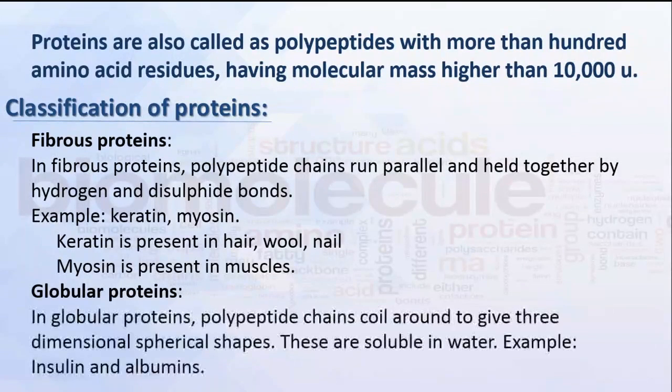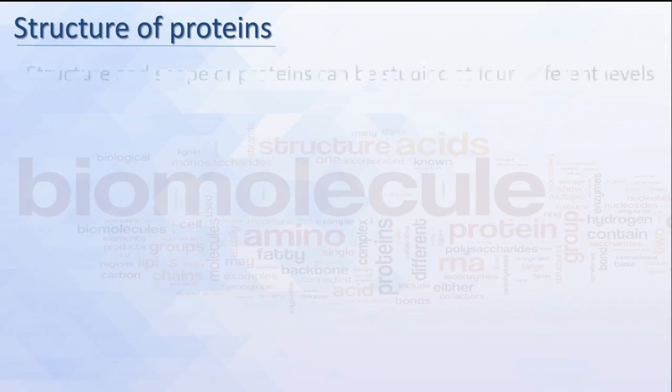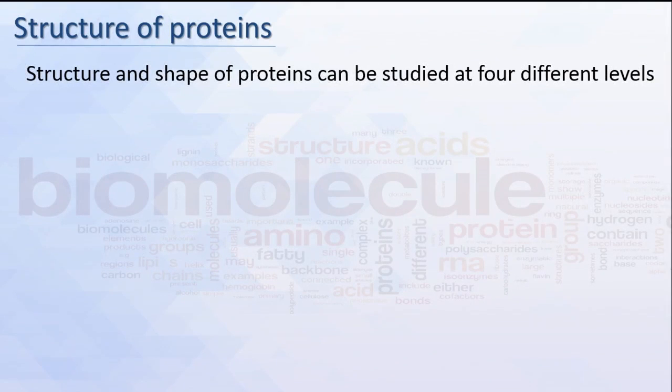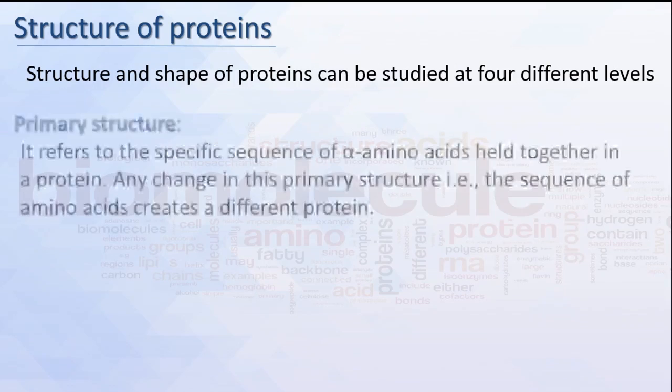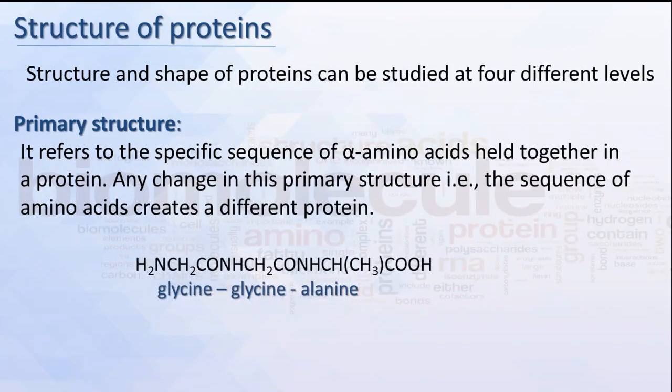Globular proteins: polypeptide chains coil around to give 3-dimensional spherical shapes. These are soluble in water. Example: insulin and albumins. Structure of proteins. Structure and shape of proteins can be studied at 4 different levels. Primary structure refers to the specific sequence of alpha amino acids held together in a protein. Any change in this sequence of amino acids creates a different protein.